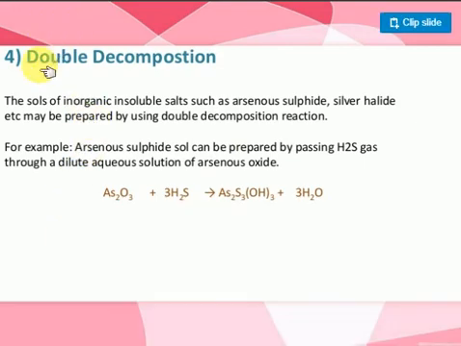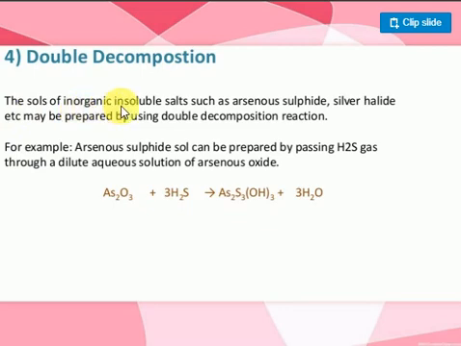The fourth one is the double decomposition method only. What does double decomposition method mean? You take arsenic trioxide. When you pass H2S gas through the arsenic, arsenic sulfide forms. This acts as a colloidal solution. In this process, both are under the decomposition law, and both properties will change. That's what we call double decomposition reactions.